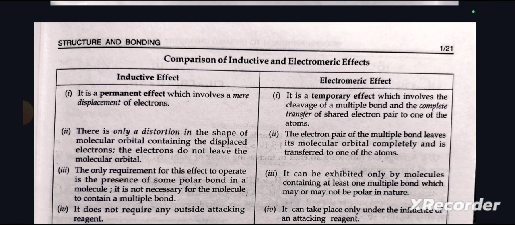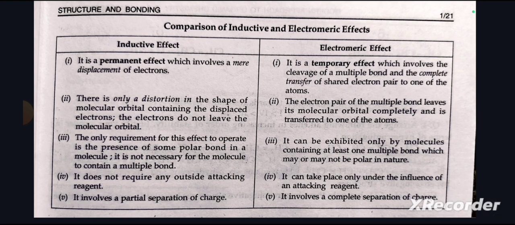Comparison of inductive effect and electromeric effect. Inductive effect: it is a temporary effect which involves a mere displacement of electrons. There is only a distortion in the shape of molecular orbitals containing the displaced electrons. The electrons do not leave the molecular orbitals. Electromeric effect: it is a temporary effect which involves the cleavage of a multiple bond and the complete transfer of the shared electron pair to one of the atoms. The electron pair of the multiple bond leaves its molecular orbital completely and is transferred to one of the atoms.